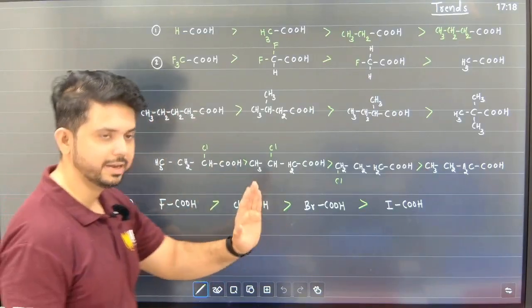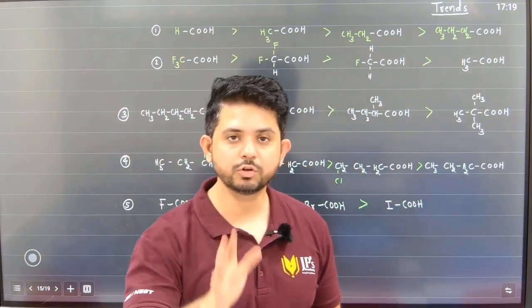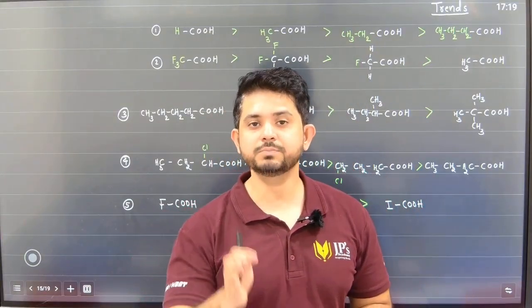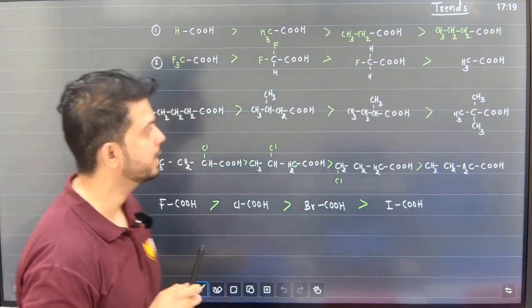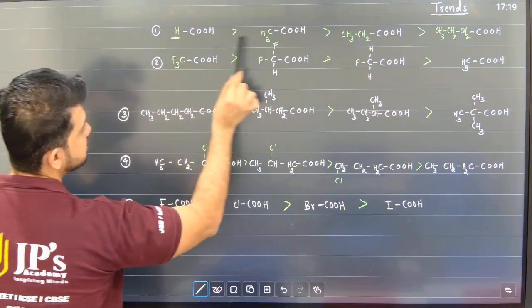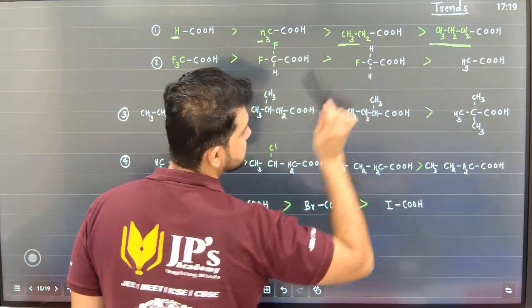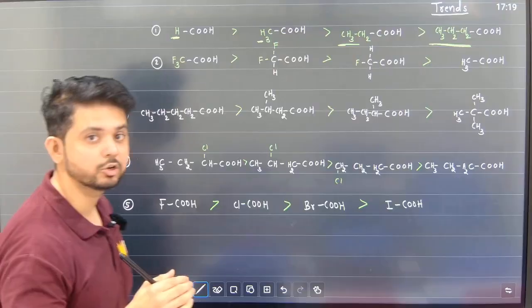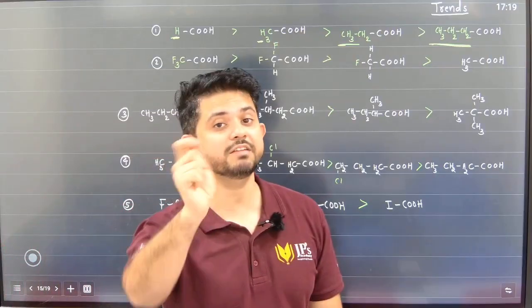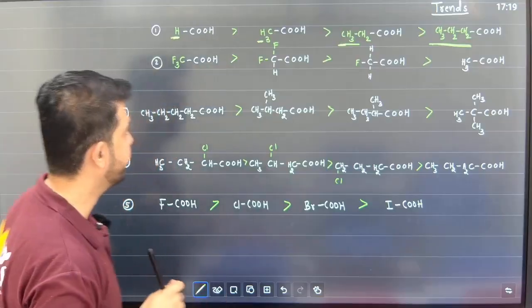Next, students, I have already written some trends for you. However, I will give you an overview of these trends. Please make sure that you note them down. First, as the size of the alkyl group increases, acidity will decrease. Why will this happen? Because of the electron donating tendency, the plus I effect will work here and it decreases the acidity.